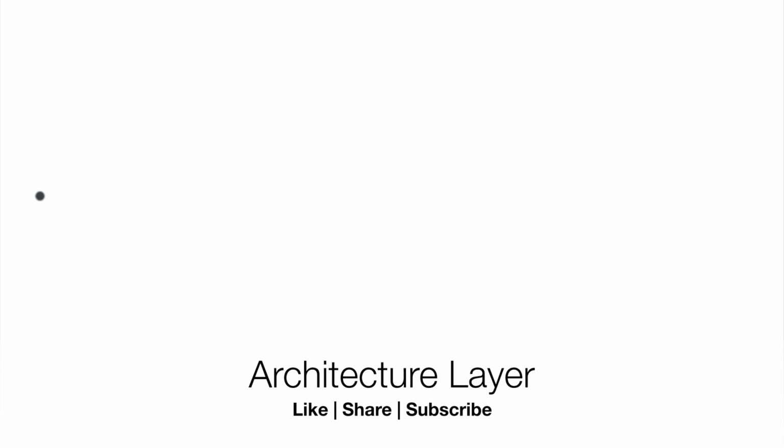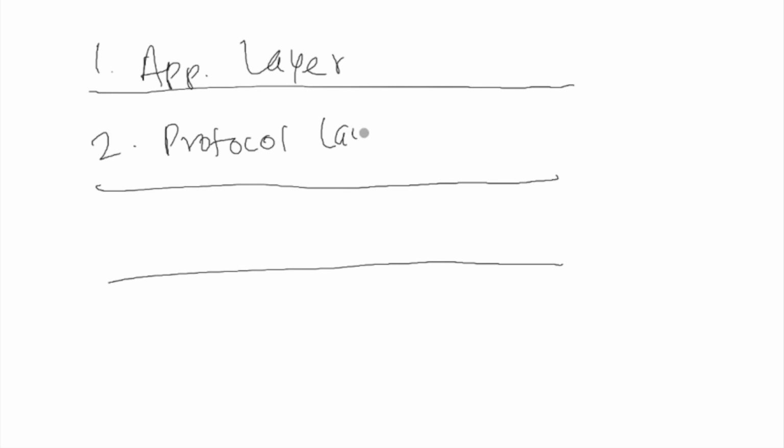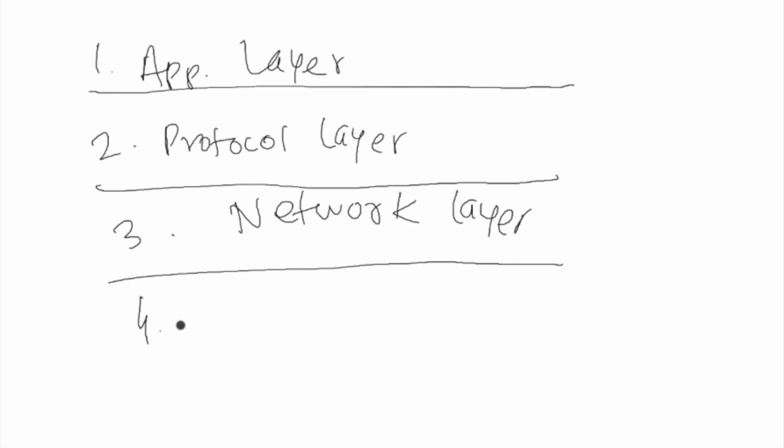If someone is going to design the architecture overview of a web application which works on the Ethereum network, that particular application is designed in a 4-layer architecture. The first layer is the application layer. The second layer is the protocol layer. The third layer is the network layer. The fourth layer is the storage layer.